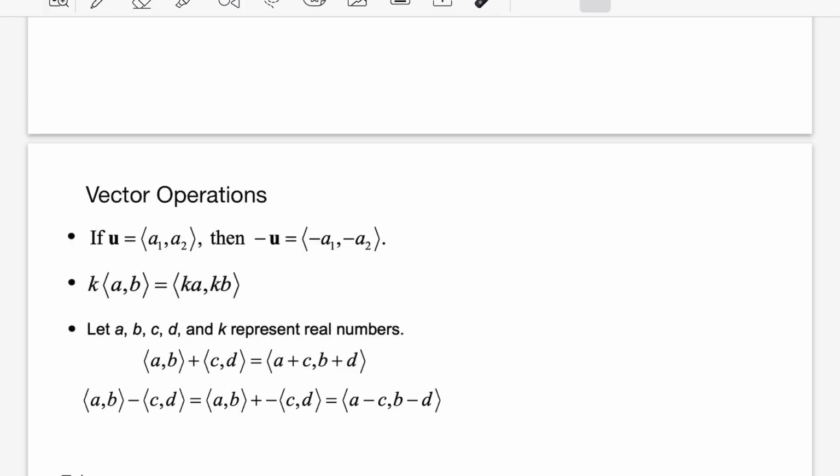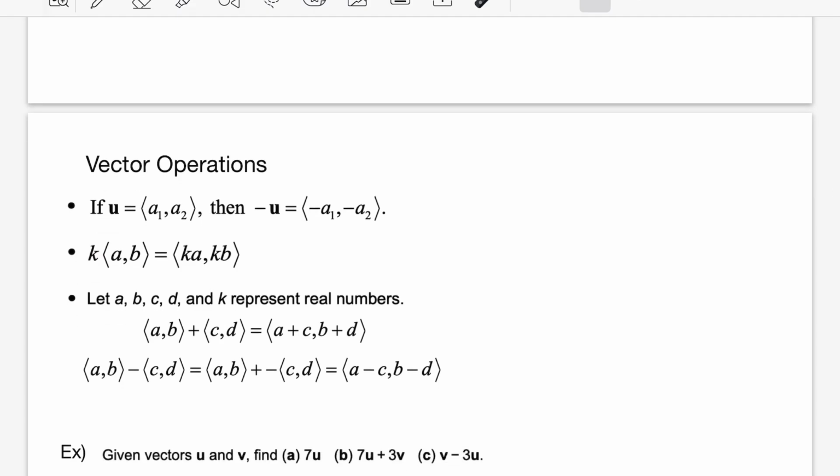All right, so this brings us to our vector operations. So if we have this vector u here, where a1 is going to be our horizontal component and a2 is our vertical component, then minus u just turns this vector in the opposite direction. So that makes sense that our horizontal component and our vertical component will now be in the opposite directions. Also, if we were to multiply this vector by a scalar k, then this k is going to alter our horizontal and our vertical directions by the magnitude of this scalar k here.